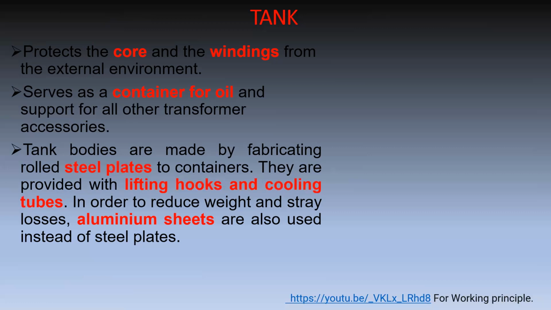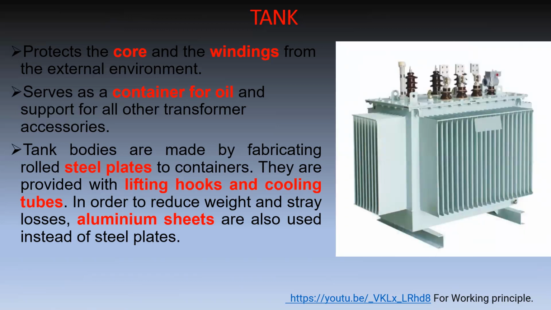So a tank is a container which consists of oil that is used to support the internal parts of the transformer, that is, the windings and core present inside the tank. The tank fabrication is made up of steel plates container. And it can also be made in aluminium sheets to avoid some losses, but it is costlier. So this is the outlook of the tank. The figure is the outlook of a tank, with the cooling tubes to cool the oil inside. Here you have a link also. This link is for the working principle of your normal basic transformer. If you want detail about the working principle, we can see this link also.